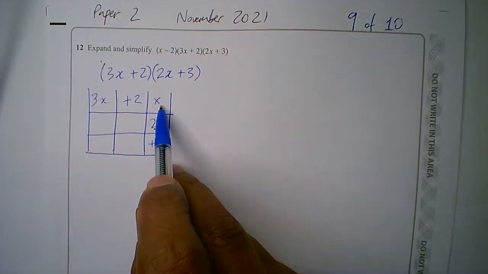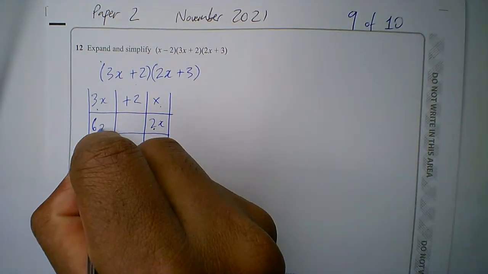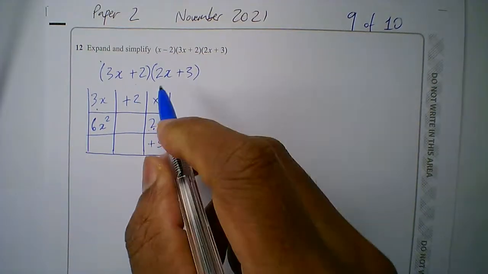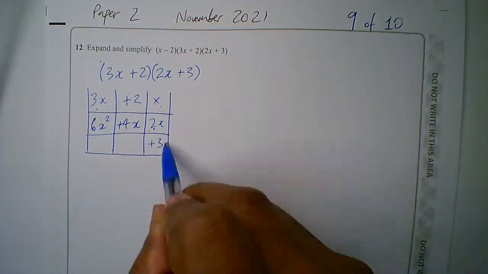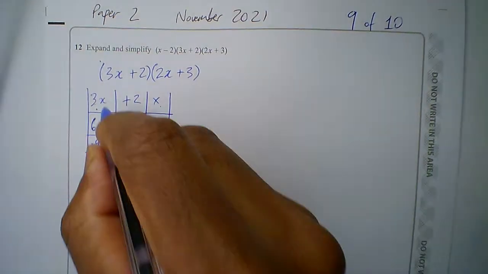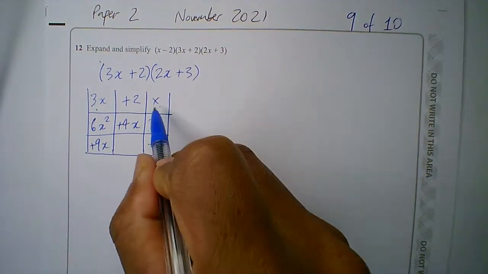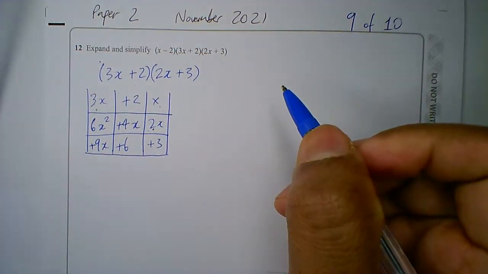Okay, now I do 2 times 3, which is 6x times x squared. 2 times 2 is 4, so plus 4, and then I've got the x term. 3 times 3 is 9, so it's positive 9, and I've got the x there. 3 times 2 is 6, and that's it. I don't have any x terms there.